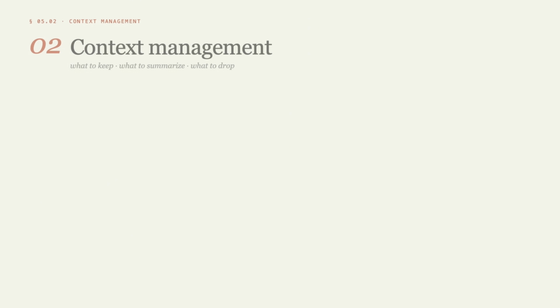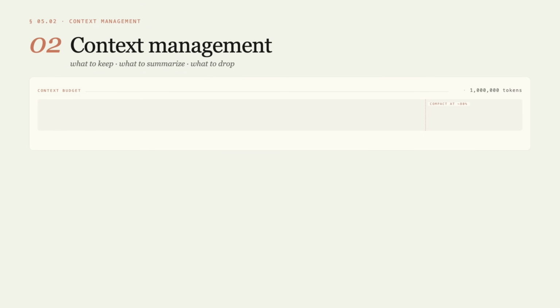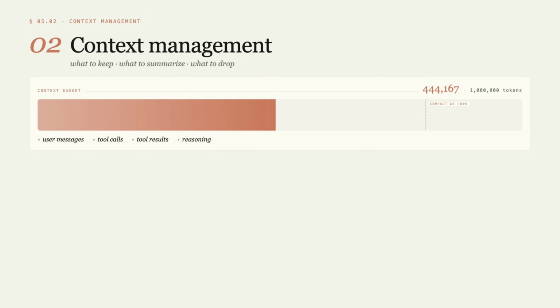Now, number 2 is context management. On every turn, the context grows. As you encounter more user messages, more tool calls, more outputs, you're going to hit the context limit of your large language model. So the harness has to decide what to keep verbatim, what to summarize, and what to throw away. In Claude Code's example, the budget used to be around 200,000 tokens. Now they have increased it to 1 million tokens in the case of Opus.